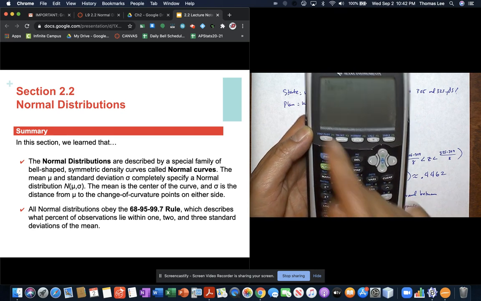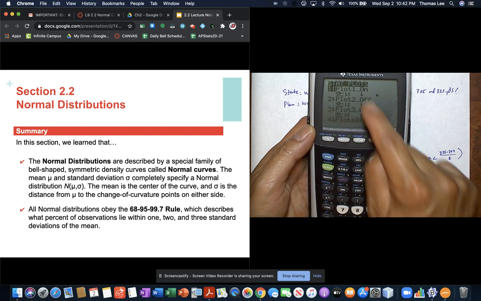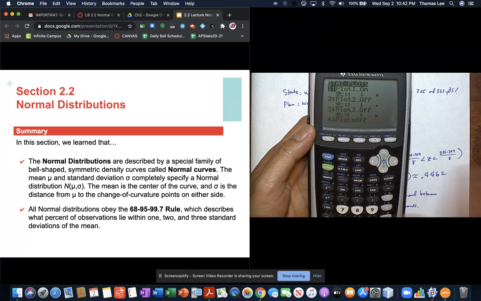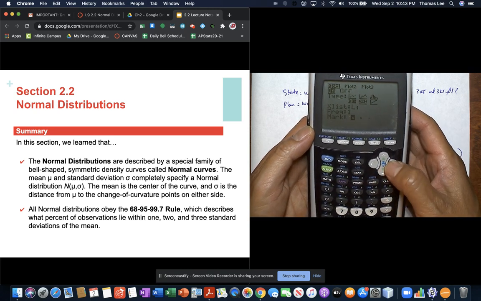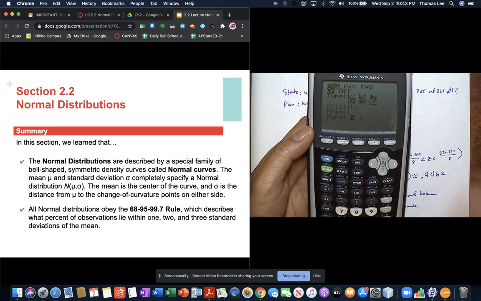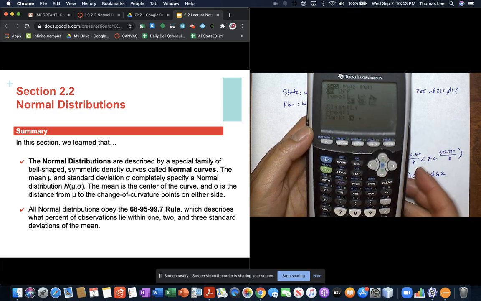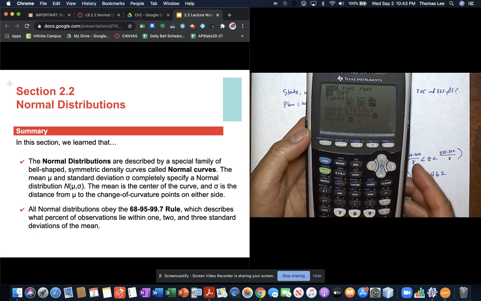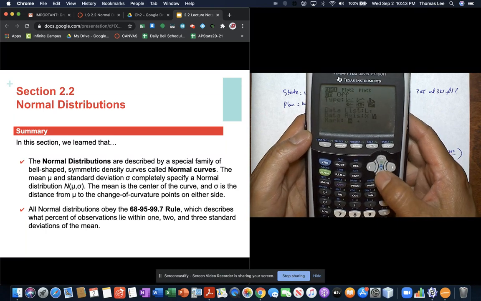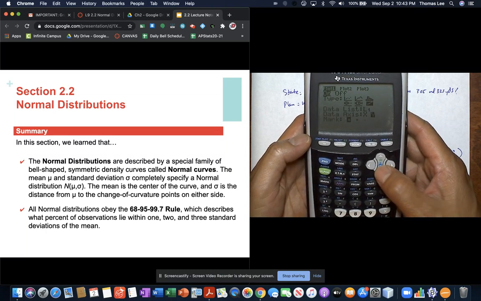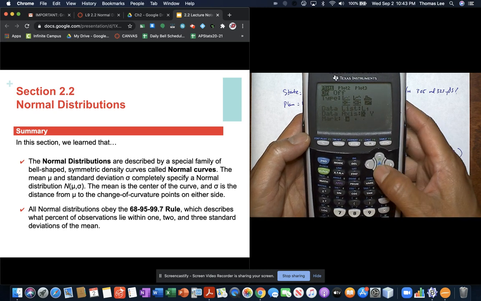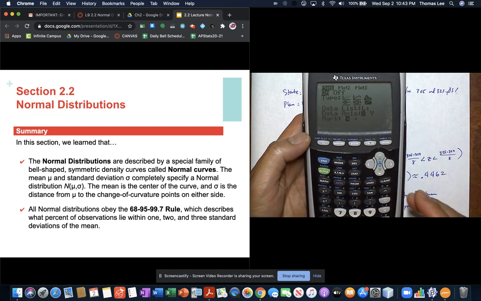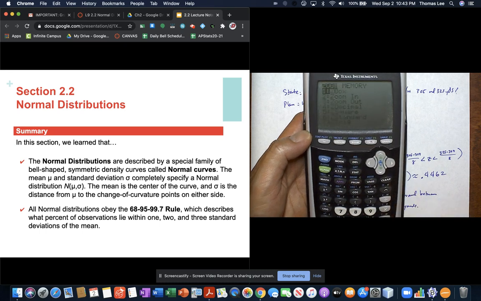Second stat plot. So my first plot is on, all the rest are off. So let's go to my first plot. And right now it's on a box plot with outliers. So that's not what I want. What I want is the very last graph. This one. My data list is L1. My data axis, I want to use X, not Y. Okay, and then let's look at what it looks like.